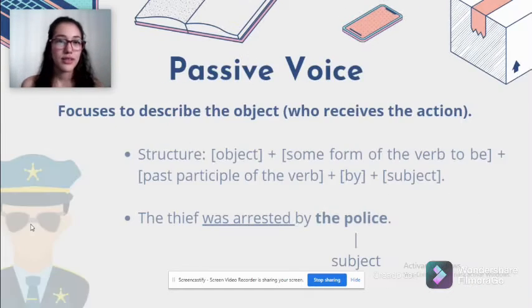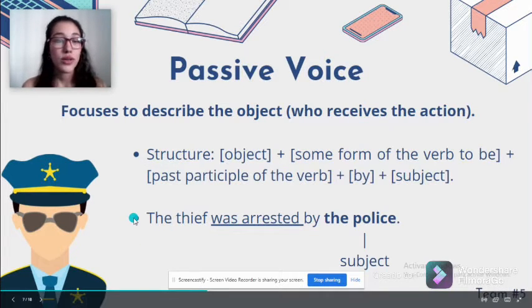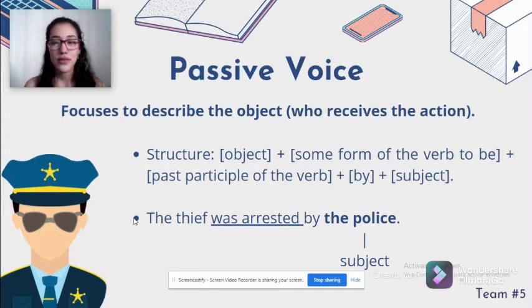If we change this phrase, it turns into passive voice that focuses on describing the object who receives the action. The structure will be object, some form of the verb to be, past participle of the verb, plus by, plus subject. For example, the thief was arrested by the police. If you see, the subject is at the end and is not performing the verb. In this case, the voice and the verb focus on describing the action and who receives the action.